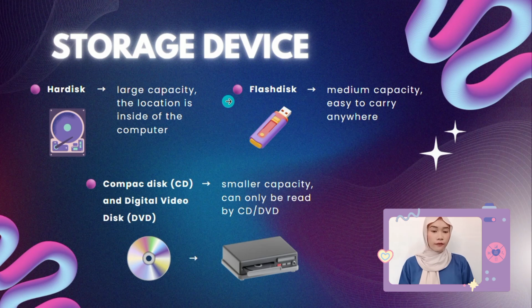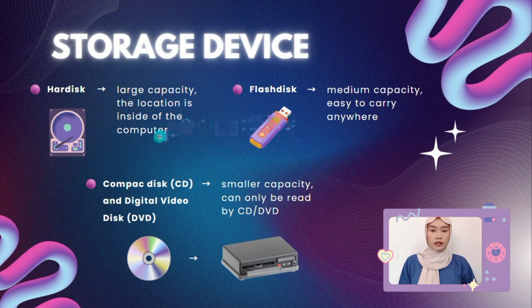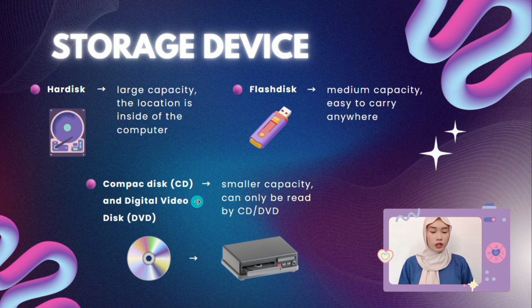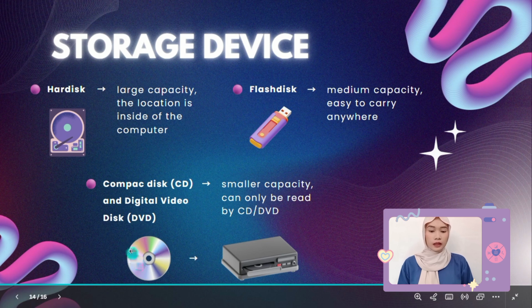And the next storage device is flash disk. Flash disk has a medium capacity which is larger than hard disk, but flash disk is easy to carry anywhere, just like I have here. And then the next storage device is compact disc or CD and digital video disc or DVD. This has the smallest capacity between all of the storage device examples, and they can only be read by CD or DVD. The picture of CD and DVD is like this, and this can only be read by this.